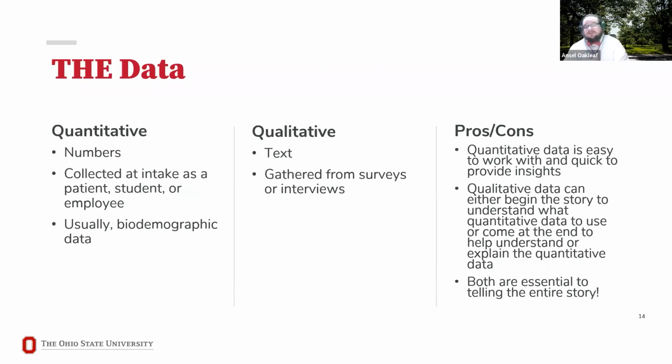All right, so let's talk about the data. So there's quantitative and qualitative data. Most of you are probably familiar with this, but just a quick review. Quantitative are the numbers, and you collect those either at intake for a patient, a student, or an employee, typically about demographic data. You want to know names, you want to know age, race, ethnicity, sex or gender, weight, height, blood pressure, all of those numbers. Those are your quantitative. Then you have your qualitative.